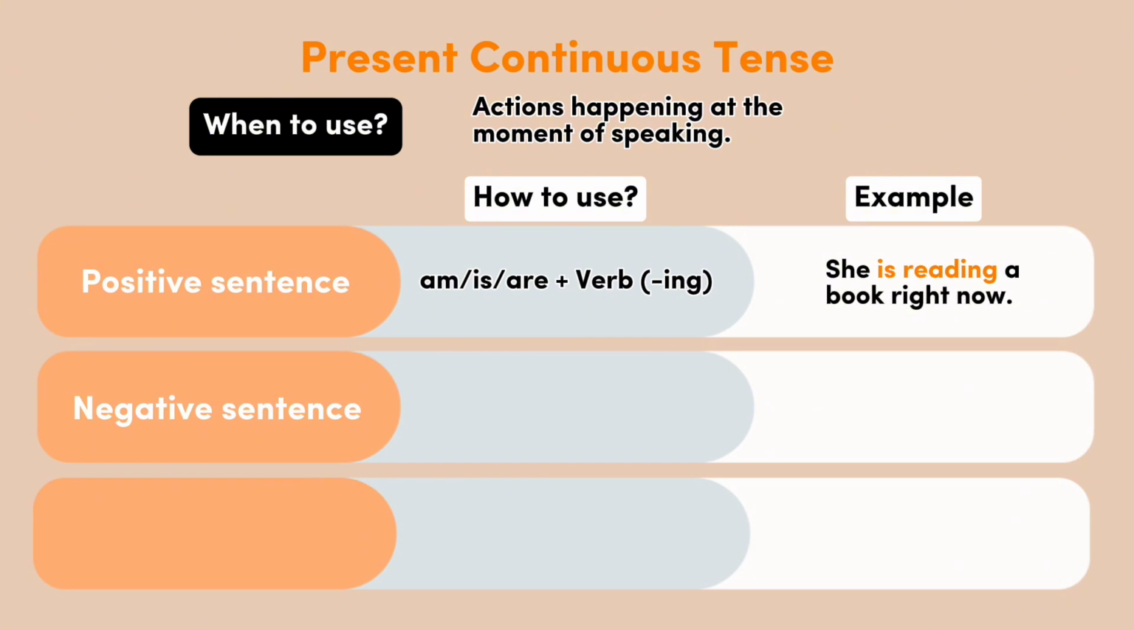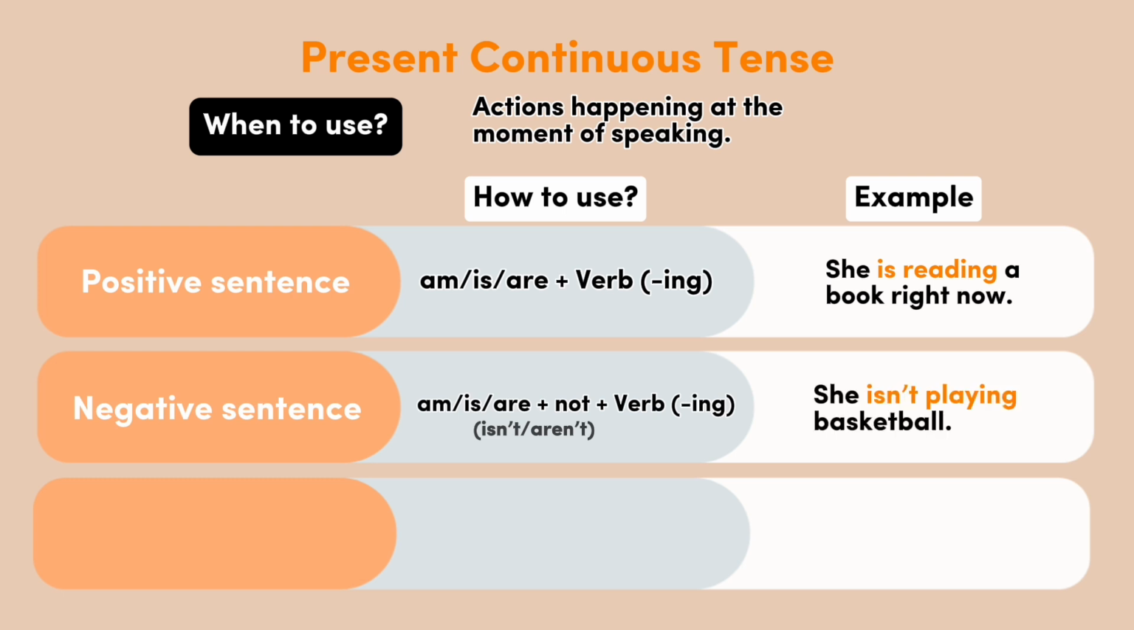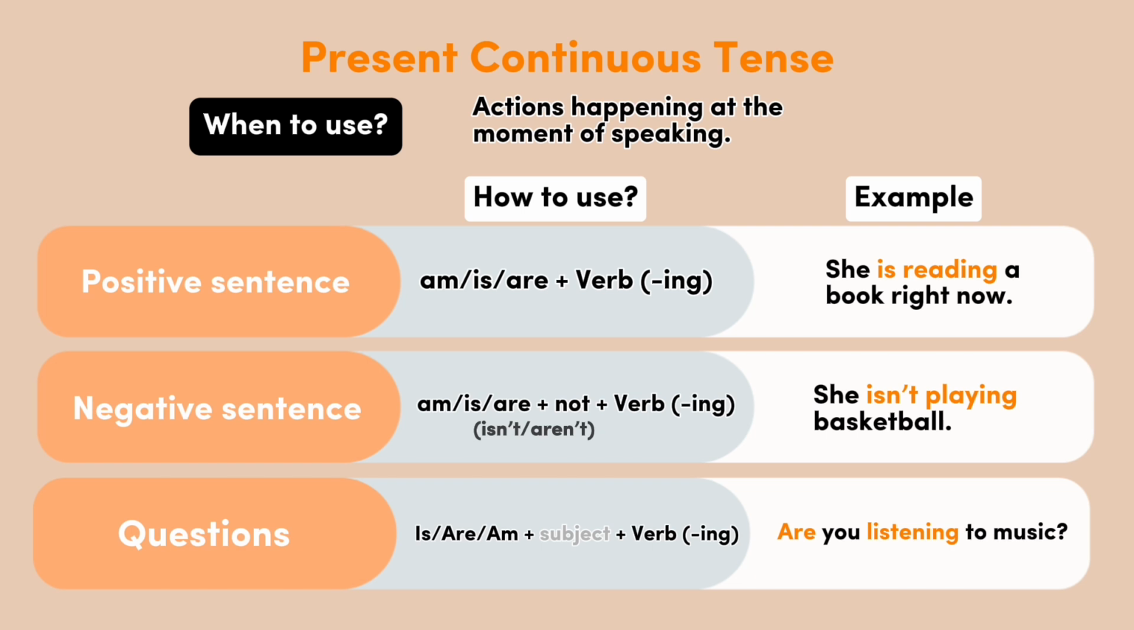Negative sentences: am not, is not, or are not, followed by a base verb with ing attached to it. She isn't playing basketball. Questions: is, are, or am, plus a subject and a base verb with ing attached. Are you listening to music?